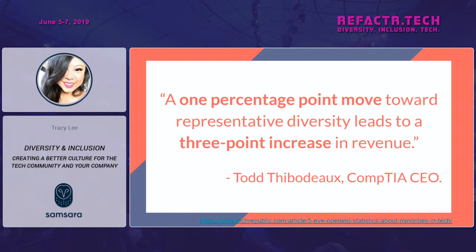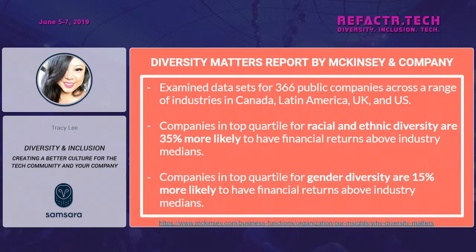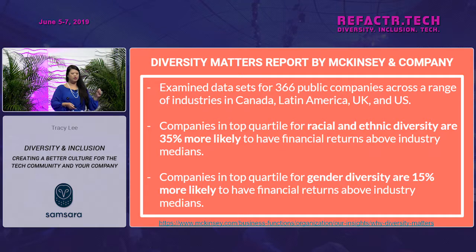And then he also says that a 1 percentage point move towards representative diversity leads to a 3-point increase in revenue. How crazy is that? Those are big numbers, that's a lot of money. And if you go a little bit deeper, you can look at the Diversity Matters report by McKinsey & Company, and they examined 366 public companies. They found that companies in the top quartile for racial and ethnic diversity are 35% more likely to have financial returns above industry medians. Same thing for gender diversity, but it's 15% more likely.